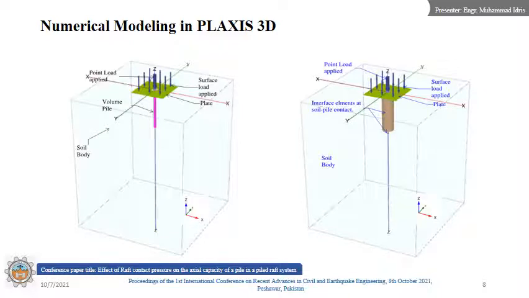Numerical modeling in PLAXIS 3D. The raft was modeled as a plate, as shown in the figure. The pile was modeled as a volume pile, and to take into account the interface between the soil and pile, an interface element was assigned to the pile at the side and the tip.